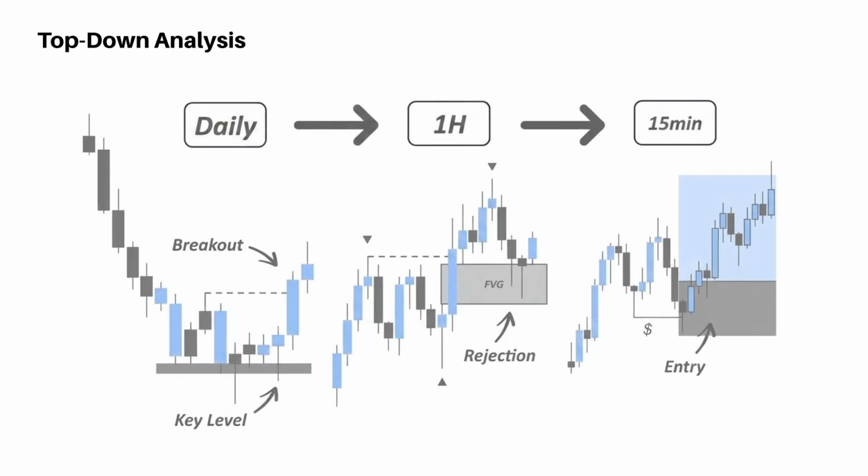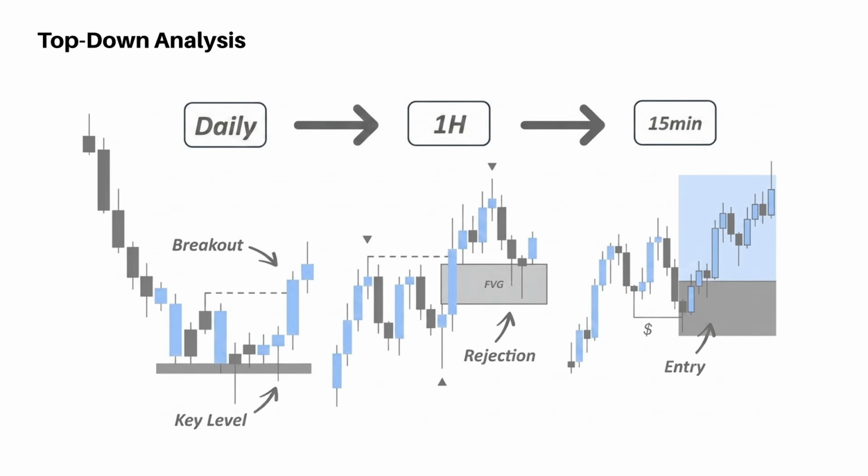By analyzing the bigger picture on higher time frames and then zooming into lower time frames for more detail, traders can identify higher probability trading opportunities. The process begins on the higher time frames such as the weekly or daily chart, where we identify the overall trend, key levels, and market sentiment.